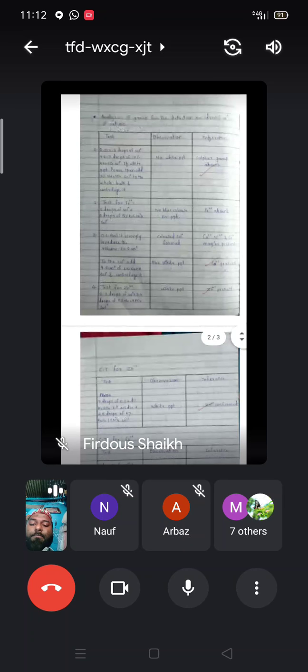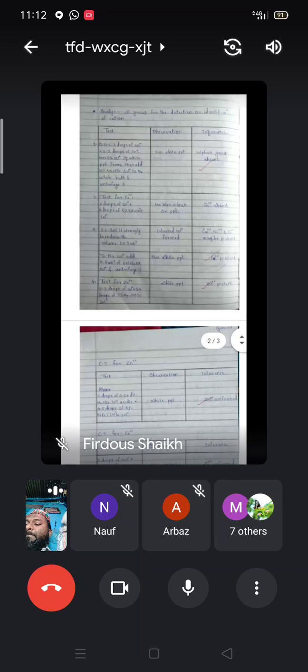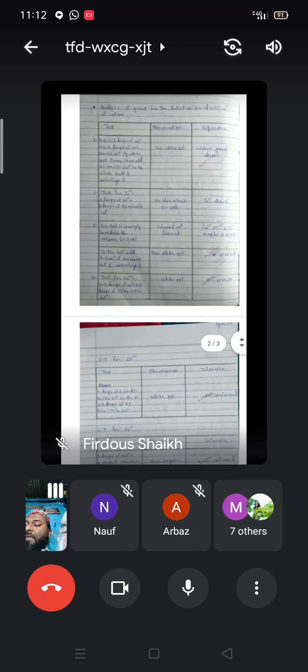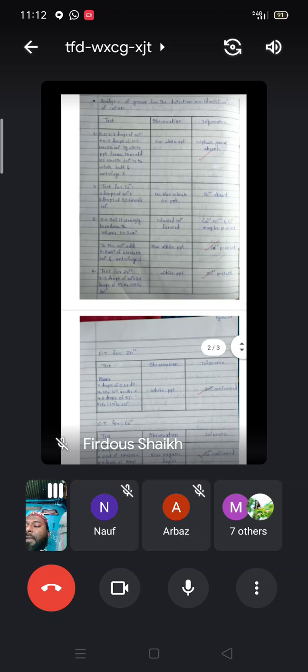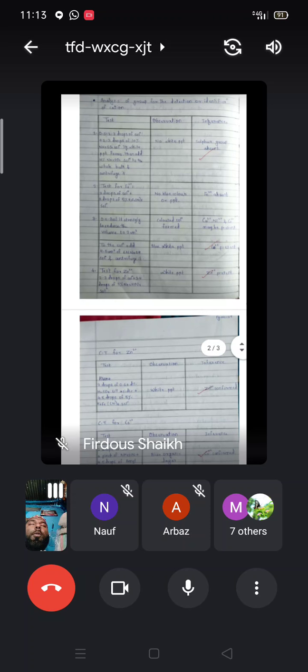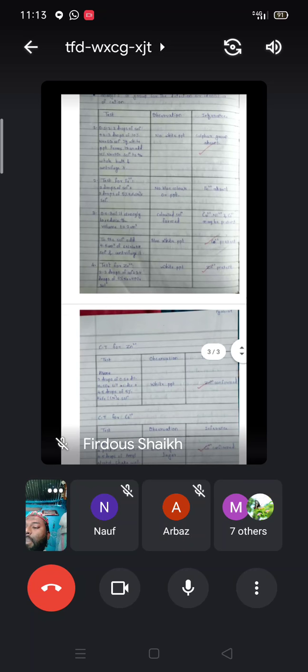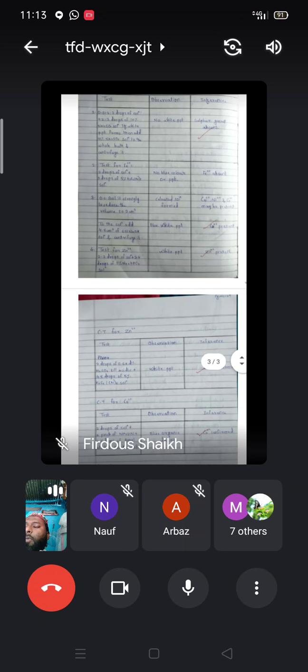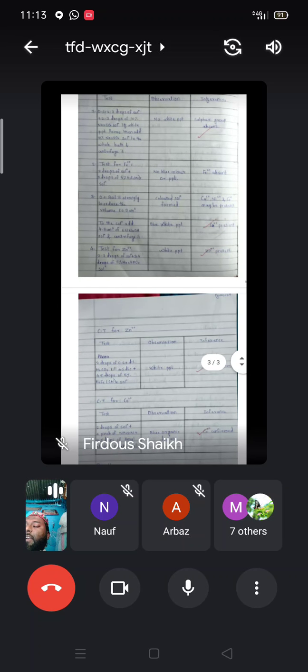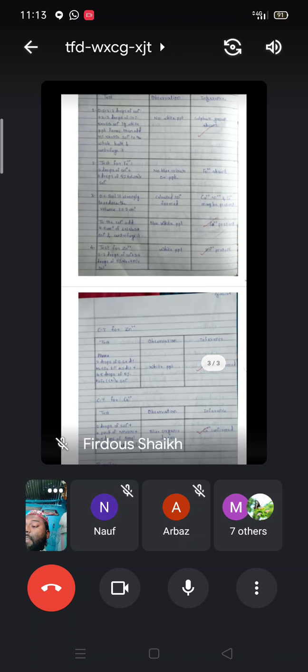Then we are going to carry out the test for another cation, Fe2+. The K3Fe(CN)6 reagent, potassium ferricyanide, is used. If no blue color or no precipitate is observed, then Fe2+ is absent.